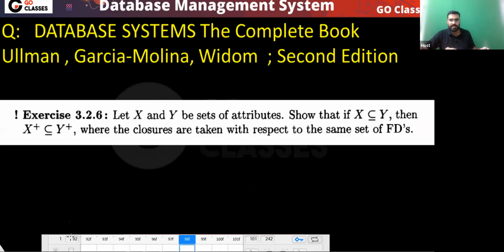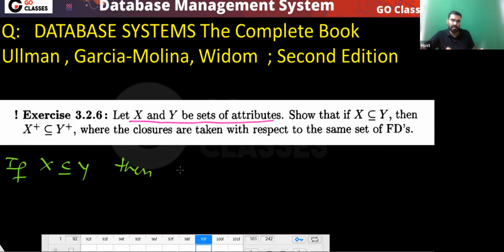Let's move on. Let's see this question. Tell me the answer. Okay, let's take this last one. X and Y are sets of attributes. If X is a subset of Y, then, this is what we have to prove: X closure will be a subset of Y closure. This is very easy to prove, right?